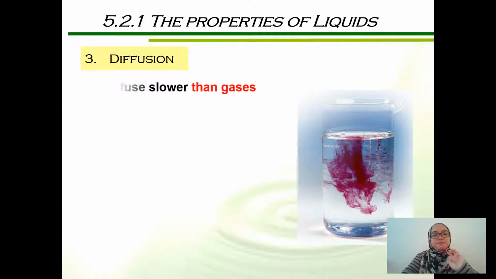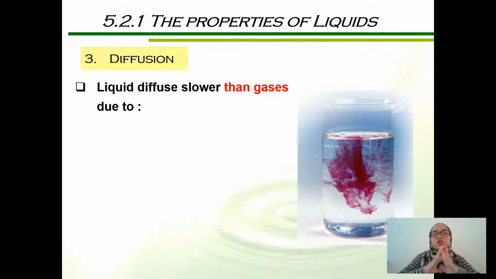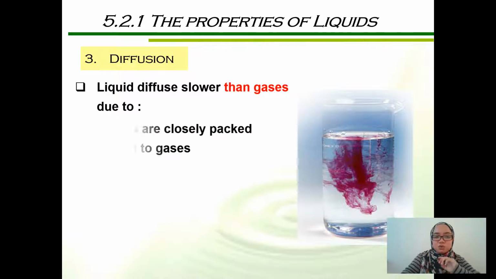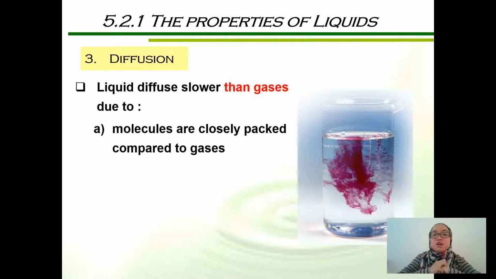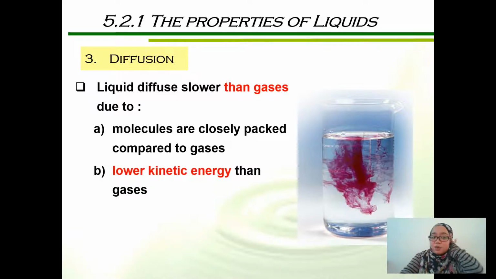Third, diffusion. Liquid diffuses slower than gas due to, first, the molecules being closely packed compared to gases. Bila molecules tu closely packed, dia punya diffusion rate slower compared to gas sebab dia punya space kecil sangat kan. So, bila nak diffuse tu dia ambil masa. Second, liquid has lower kinetic energy than gases. Gas has quite a high kinetic energy, so they can move really fast compared to the liquid.